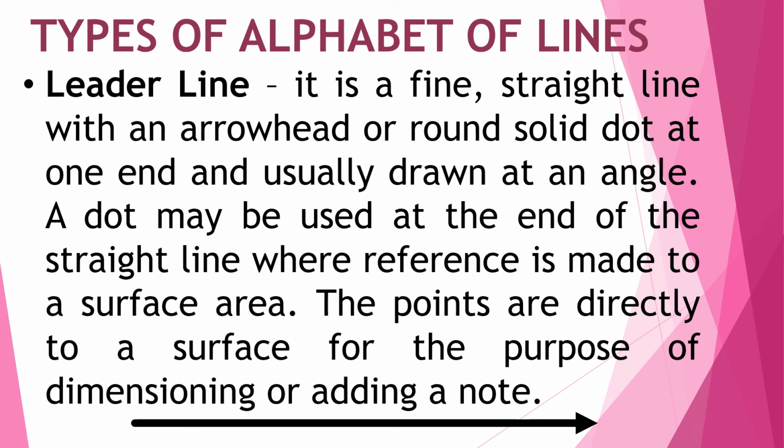Leader line. It is a fine, straight line with an arrowhead or round solid dot at one end and usually drawn at an angle. A dot may be used at the end of the straight line where reference is made to a surface area. The points are directed to a surface for the purpose of dimensioning or adding a note.